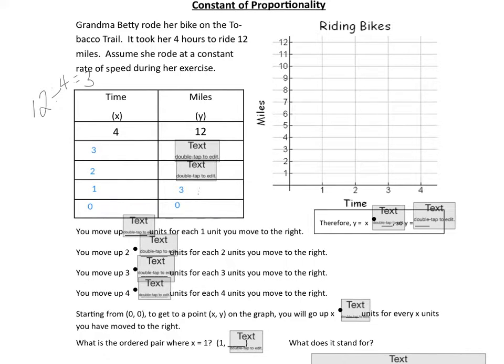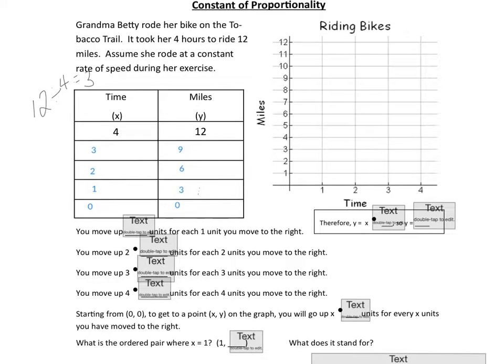So in 1 hour she rode 3 miles. That means in 2 hours she rode 6 miles. And in 3 hours she rode 9 miles. So see how each one's going at a constant speed? For each hour she rode 3 miles. Now we want to put this on the graph.